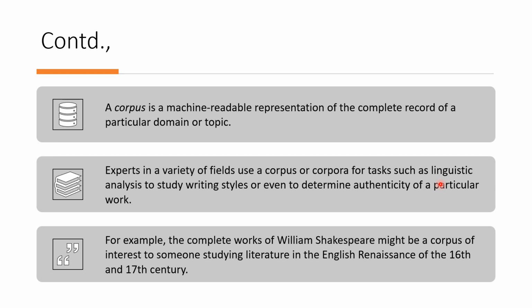For instance, the complete works of William Shakespeare might be a corpus of interest to somebody who is working or studying the literature in English, particularly of the 16th or 17th century. I specify here that the written works of William Shakespeare might be of interest to a person who is doing research or studying the literature by Shakespeare, specific to English literature in the era of 16th and 17th century. So that can now be a corpus, that can now be a collection.